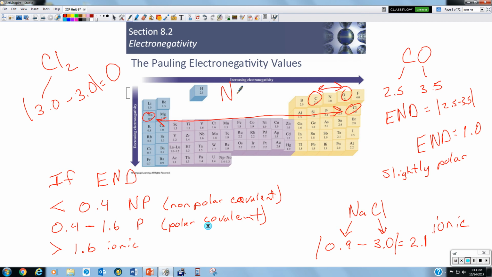If we did nitrogen monoxide, NO, we have two that are right next to each other as well. So we have a 3.0 and a 3.5, which gives us a 0.5. And that, again, is going to be really close to being nonpolar as well. So the lower the number, the more nonpolar it is.